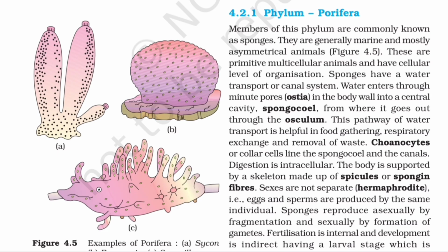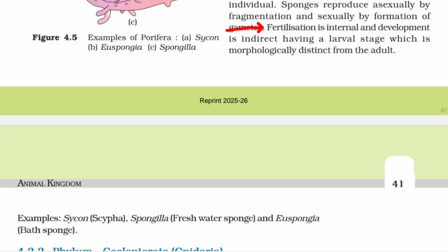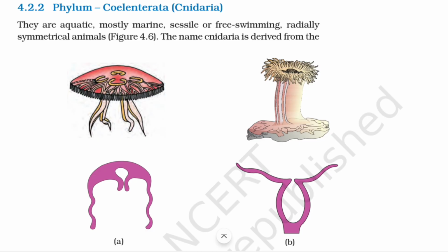Sponges reproduce asexually by fragmentation and sexually by formation of gametes. Fertilization is internal and development is indirect, having a larval stage which is morphologically distinct from the adult. Examples: Sycon, known as Scypha, Spongilla, also known as freshwater sponge, and Euspongia, also known as bath sponge. 4.2.2 Phylum Coelenterata, also known as Cnidaria.